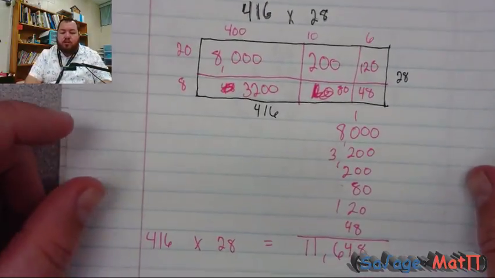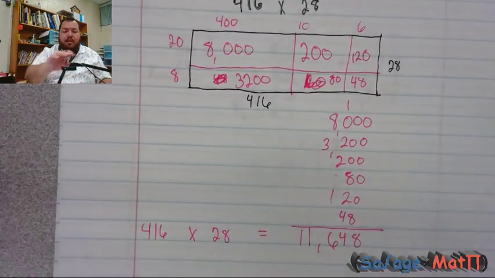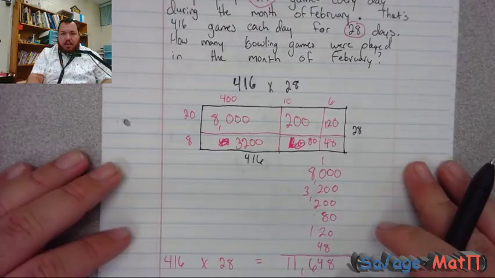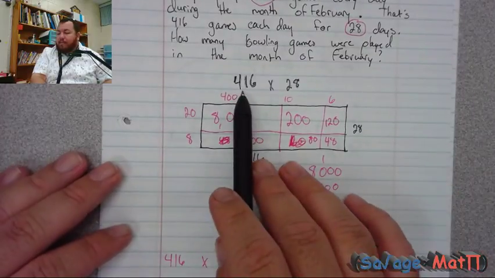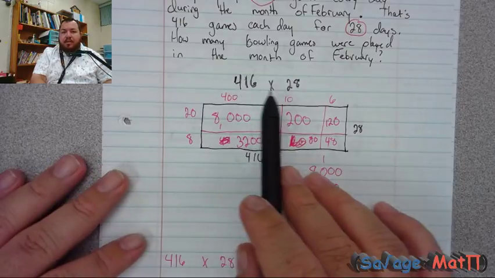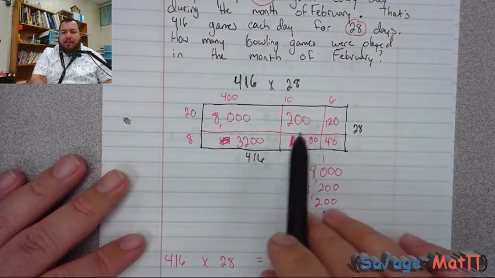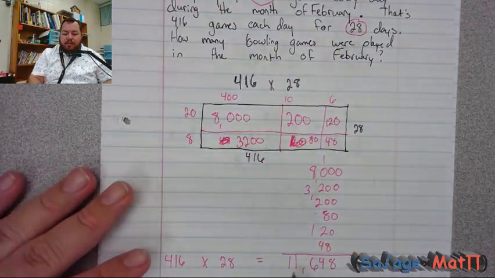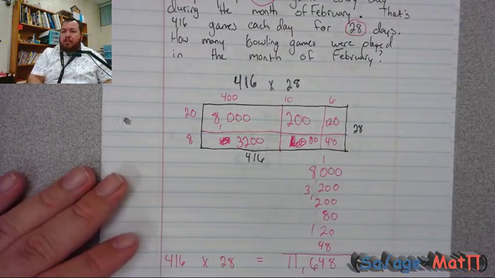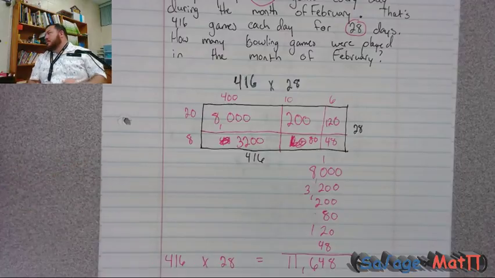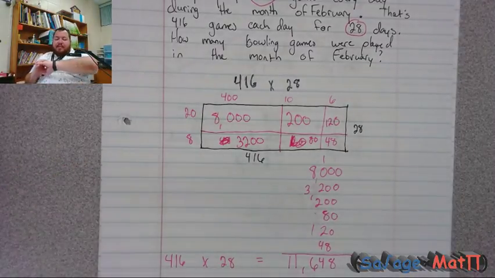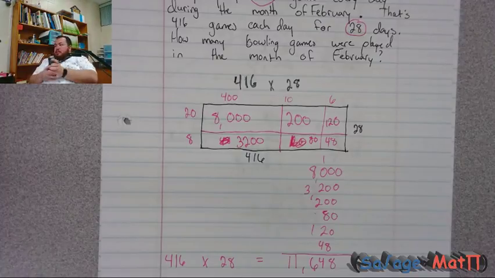For you guys that are just joining, this was the first question we did. Let me zoom out a little bit so you can kind of see it. They were bowling. They played 416 games for 28 days, and we had to find out what was the total. And that was 11,648, and we used the array model with partial products. So I'll just sit here till about 4:05 and take any other questions.